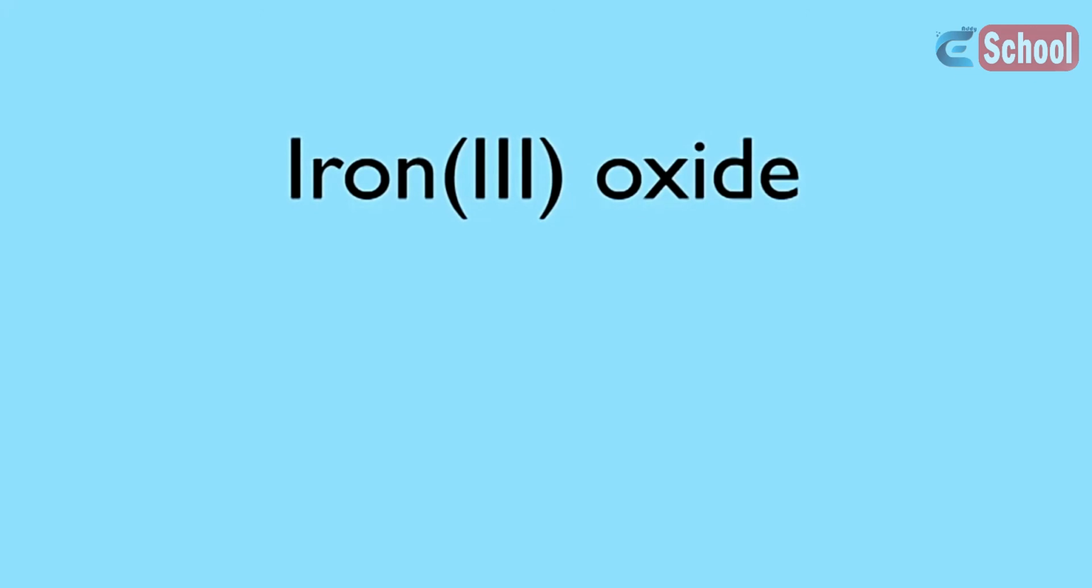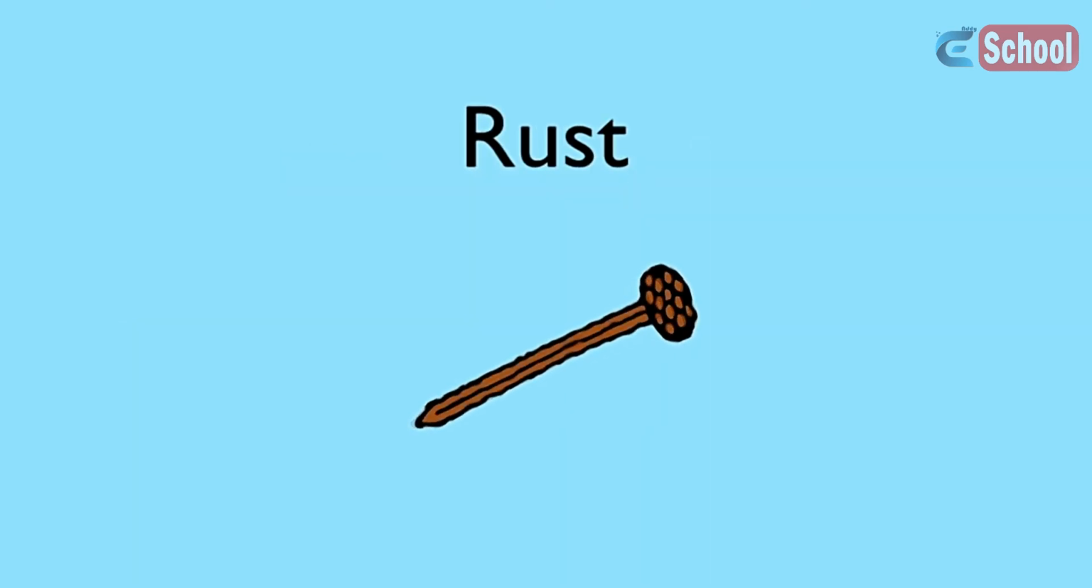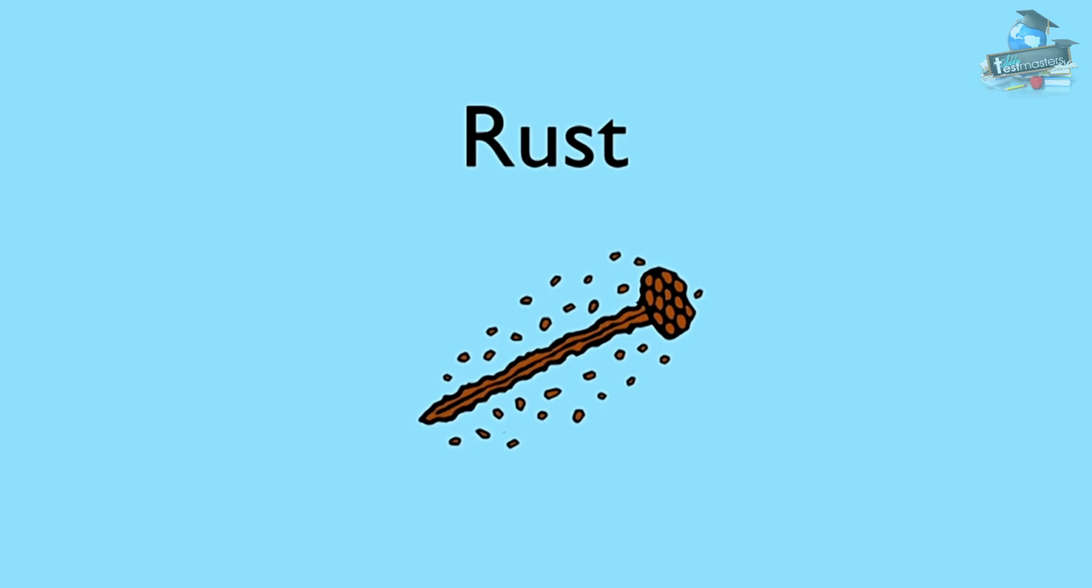Iron 3 oxide is formed when iron reacts with water and oxygen, and this is not useful. You will know iron oxide more commonly as rust. It makes the metal flaky and weak. The corrosion will eat into the metal, which flakes off as the oxide is built up.